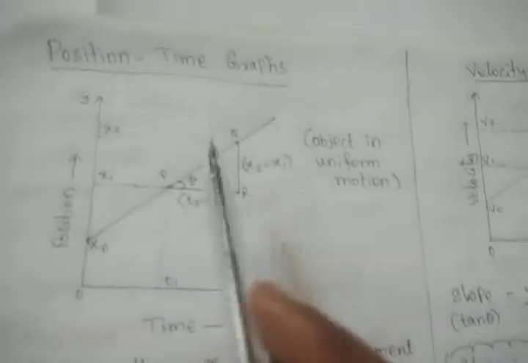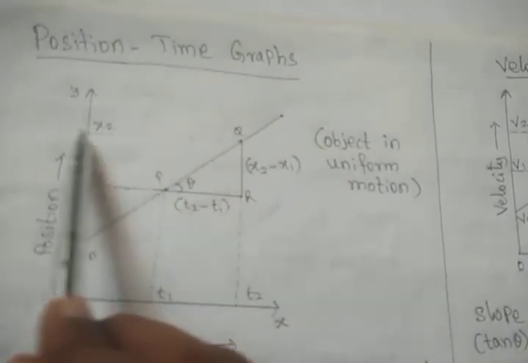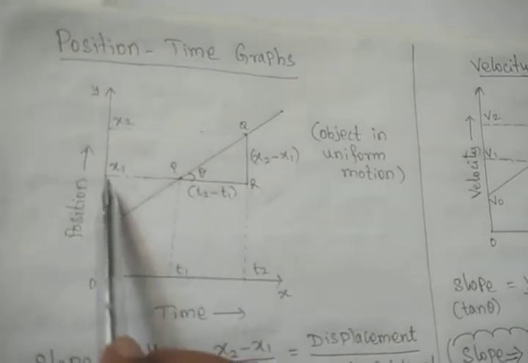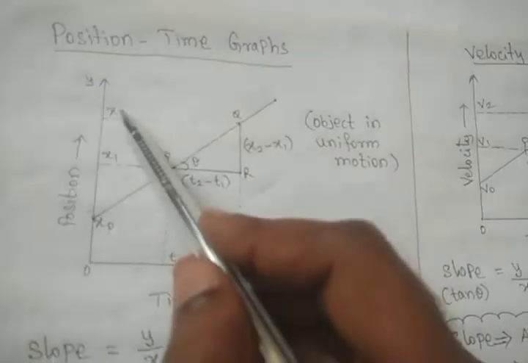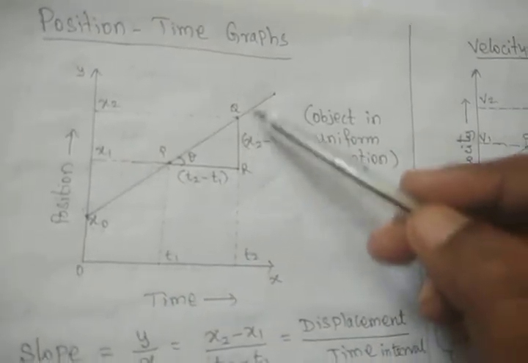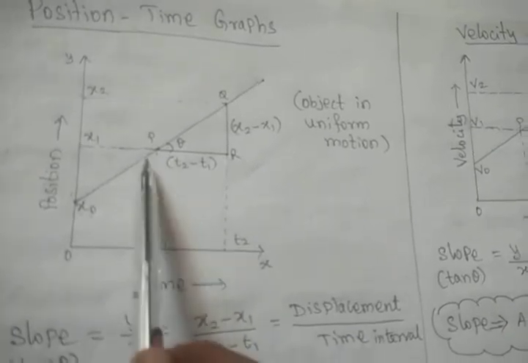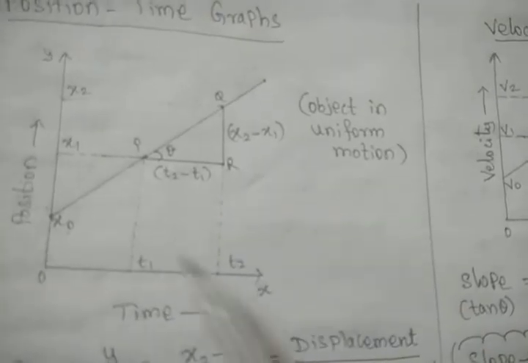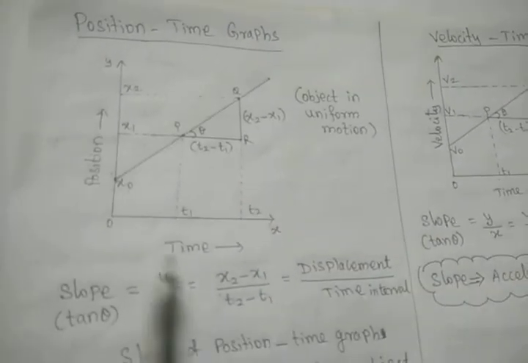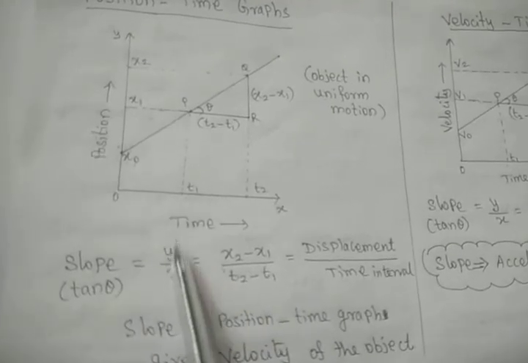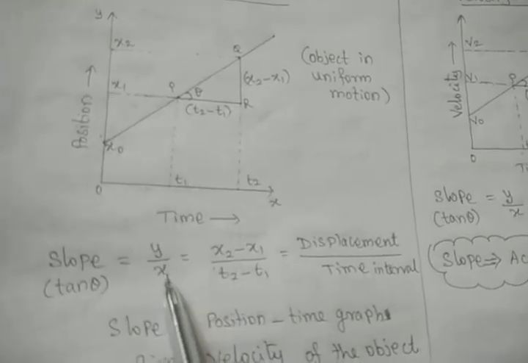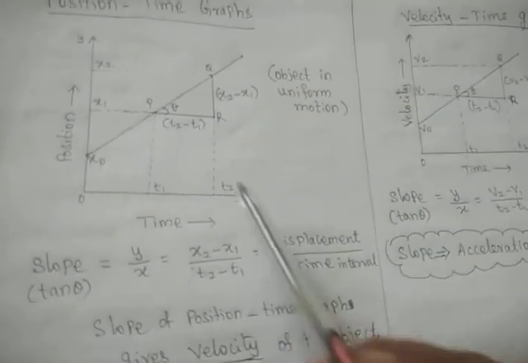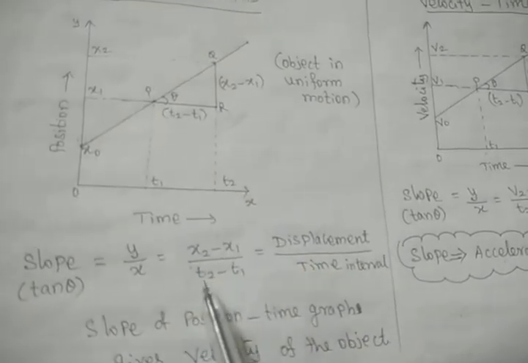Sir, how is it so? Very clearly you can see that the point Q represents the position x2 on the position axis and R represents position x1 on the y-axis. So x2 minus x1 is the gap, the interval QR. Similarly, PR represents the time interval t2 minus t1, with R as t2 and P as t1. So slope means y by x, that is opposite side by adjacent side. In this line, the opposite side represents x2 minus x1 and the adjacent side represents t2 minus t1.